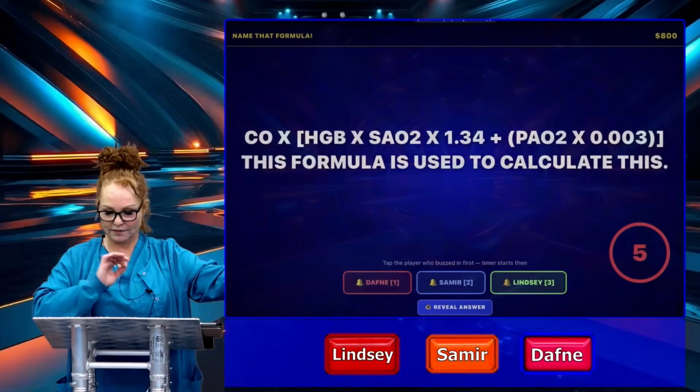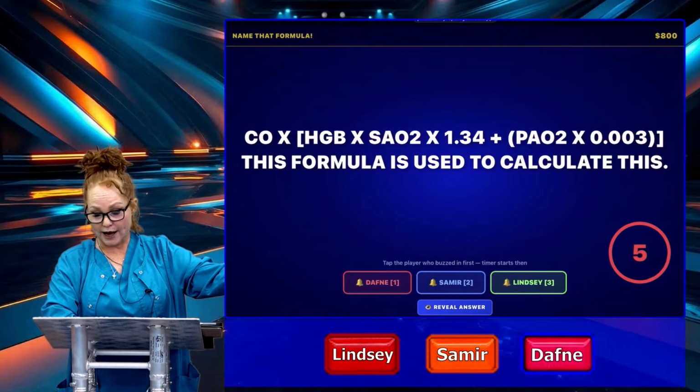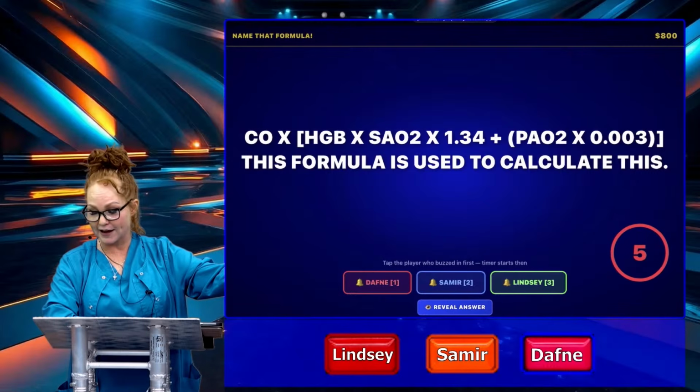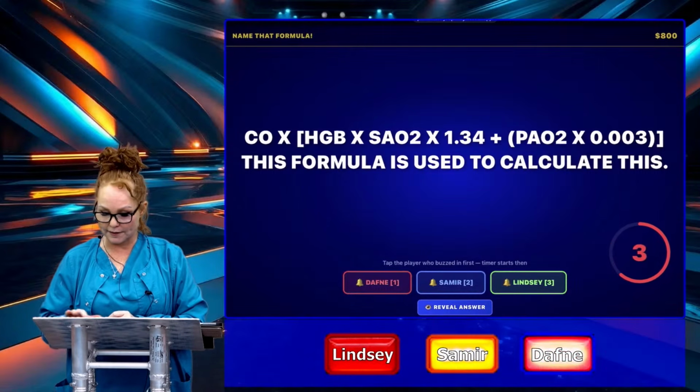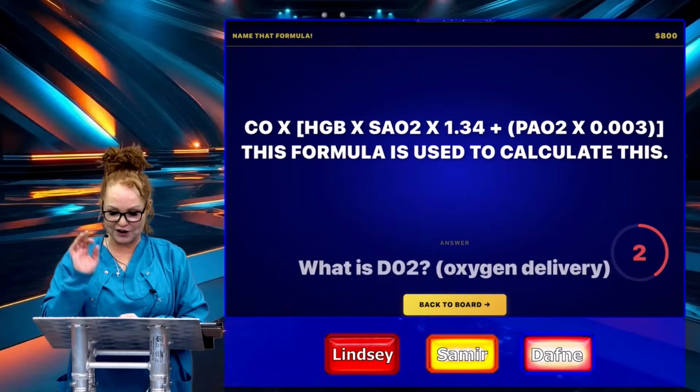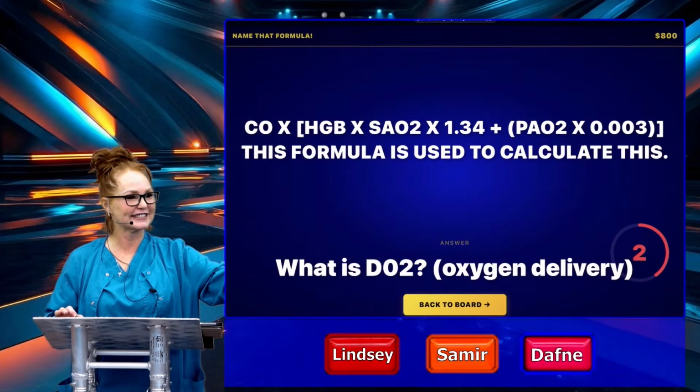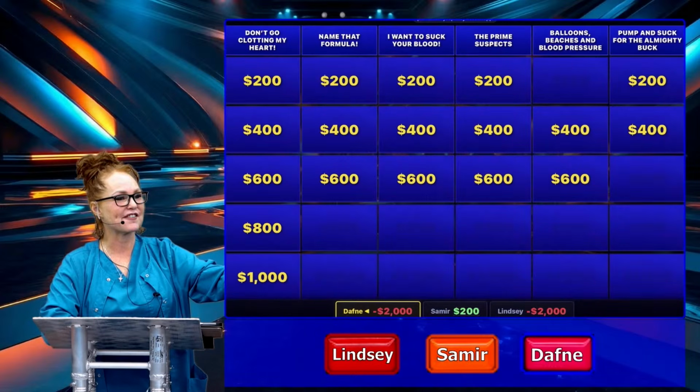Let's do Name That Formula for 800. Some of these are wordy. Cardiac output times hemoglobin times SaO2 times 1.34 plus PaO2 times 0.003. This formula is used to calculate this. Daphne, what is DO2? Very good. Daphne, control the board. Let's do Prime Suspects for 200.